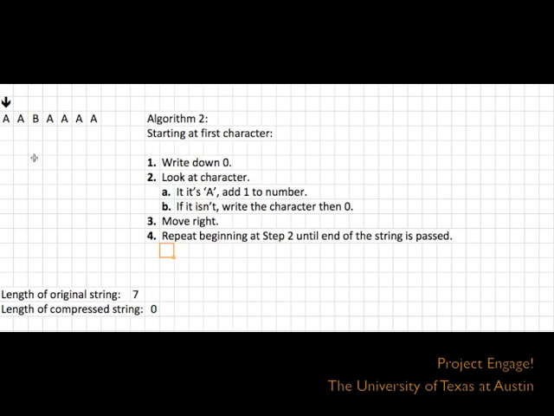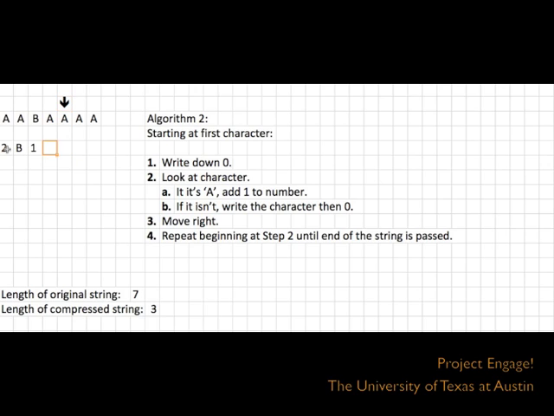Okay, so let's do it. We're going to write down a 0. We're going to look at our character, A. If it's an A, we're going to add 1 to the number. And then we're going to move right. Look at the character. If it's an A, then add 1 to the number and move right. If it's not an A, write the character, and then a 0, and move right. Okay, is it an A? Yes, so we're going to add 1 to the number and move right.